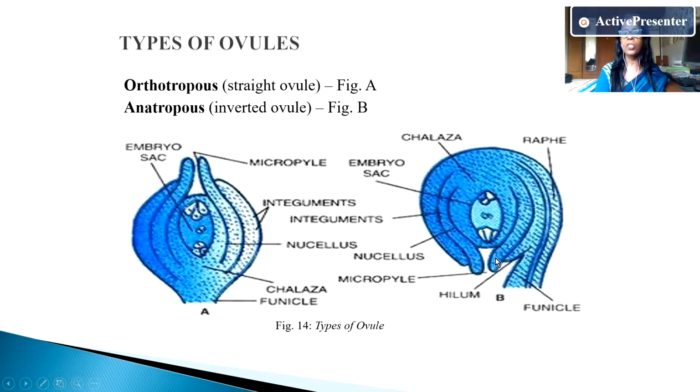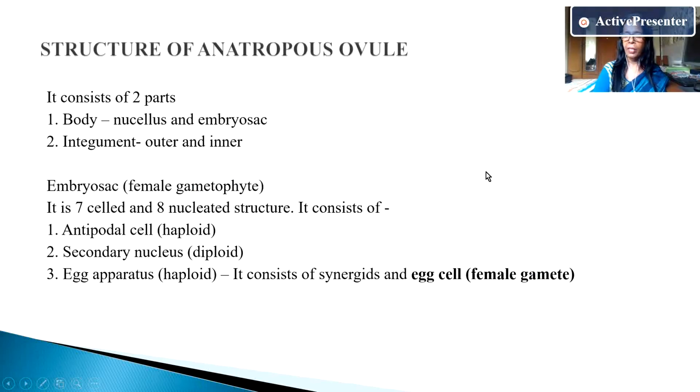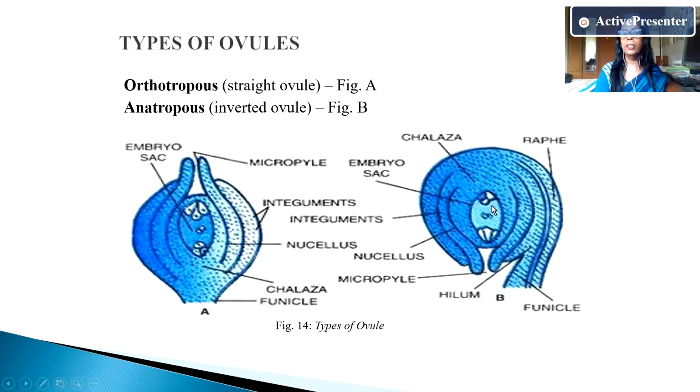See here the structure. So this is the body. Body means nucellus and embryo sac. This is the body. And these are the integuments, two parts. And this female gametophyte is otherwise known as embryo sac. It is 7-celled and 8-nucleated structure. And the top of the ovule is the micropyle, base of the ovule, chalaza, and the outer layers, two protective layers, are known as integuments. And the stalk of the ovule, funicle.